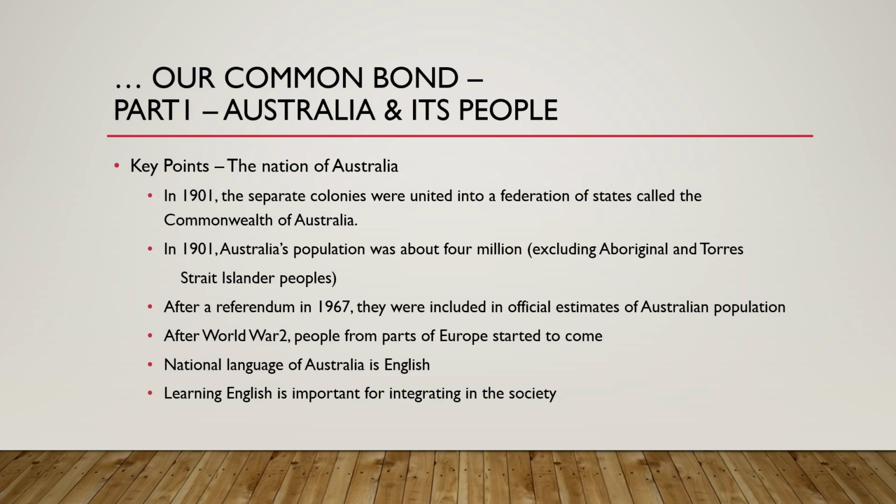So key point for the nation of Australia: in 1901, separate colonies were united into a federation of states called the Commonwealth of Australia. In 1901, Australia's population was about 4 million, excluding Aboriginals and Islanders. Also, after a referendum in 1967, they were included in the official estimates. After World War II, people from other parts of Europe also started to come. The national language of Australia is English, and learning English is very important to integrate in society.